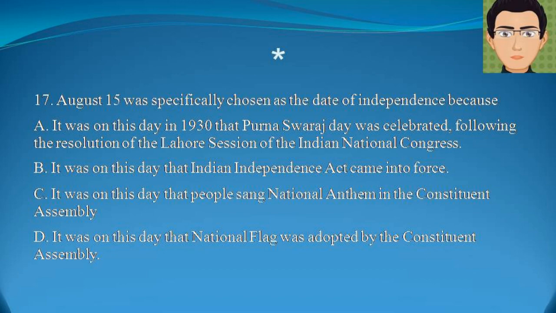Question number 17. August 15 was specifically chosen as the date of independence because A. It was on this day in 1930 that Purna Swaraj Day was celebrated following the resolution of the Lahore session of the Indian National Congress. B. It was on this day that Indian Independence Act came into force. C. It was on this day that people sang the national anthem in the Constituent Assembly. D. It was on this day that the national flag was adopted by the Constituent Assembly. Answer is B. It was on this day that Indian Independence Act came into force.